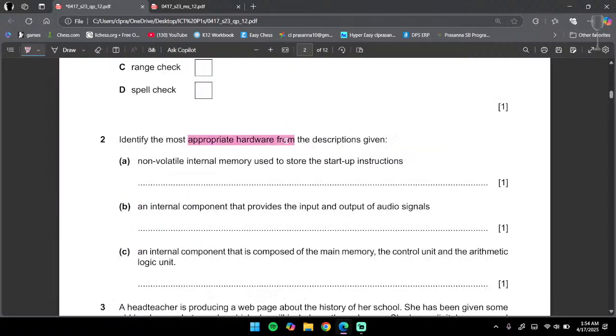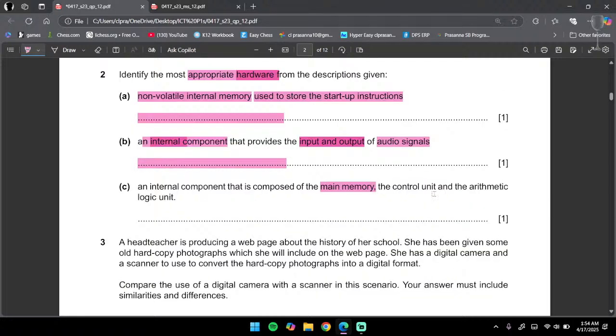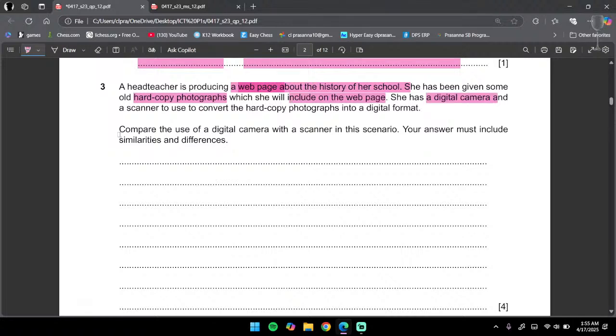Okay, so specific internal memory. That immediately tells me that this is ROM or read-only memory. An internal component that provides the input and output of both the input unit and the arithmetic logic unit, which will include on the web page.